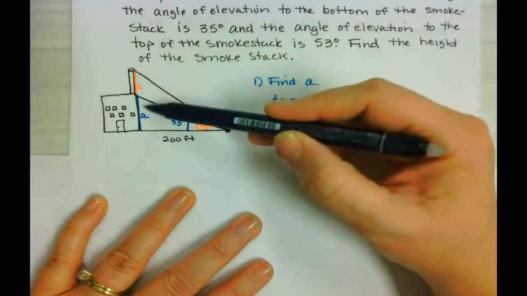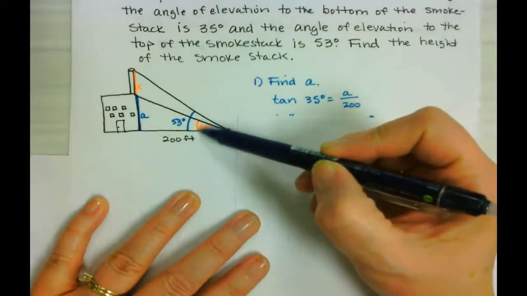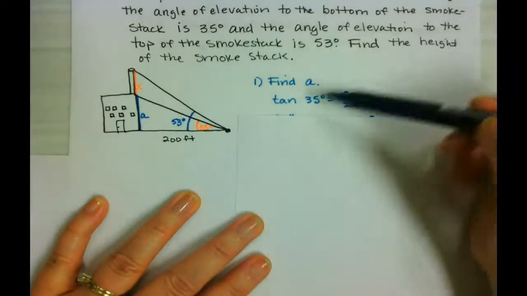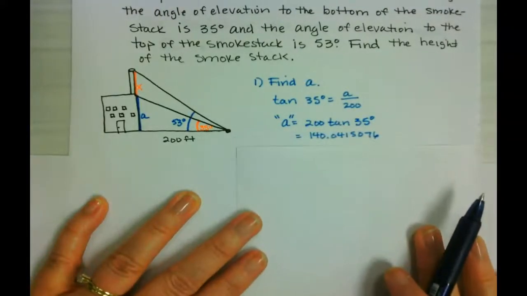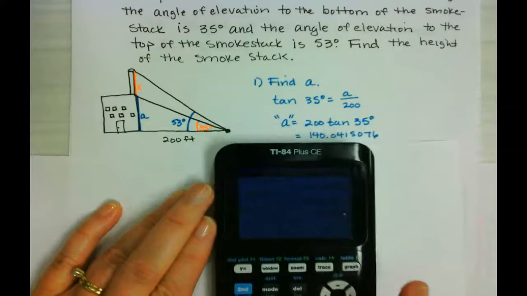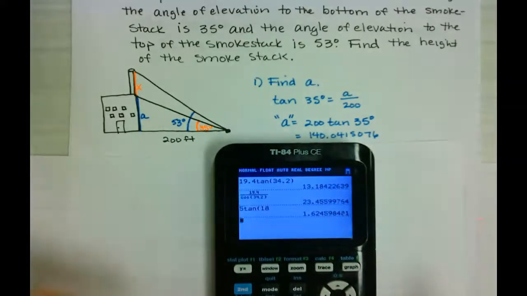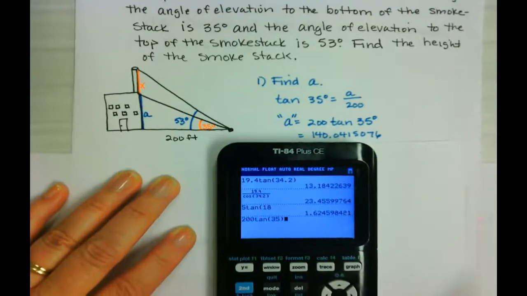So I have adjacent and opposite, so I'm using tangent again, and the angle for that little triangle is down here. That's 35 degrees. So tangent of 35 degrees equals A over 200, and I get this. Now you can do that whole thing and store all in one step. So I go into my calculator and I do 200 and I do tan of 35 degrees. And then right here, press the store button. And now I'm going to press alpha A, and that's going to store that value. So it calculates it and stores it.